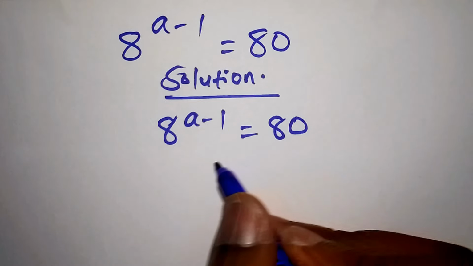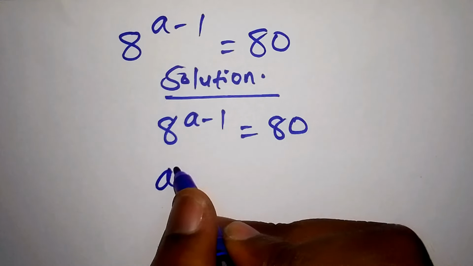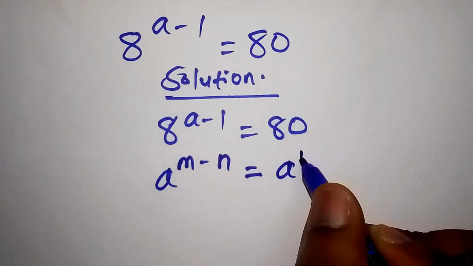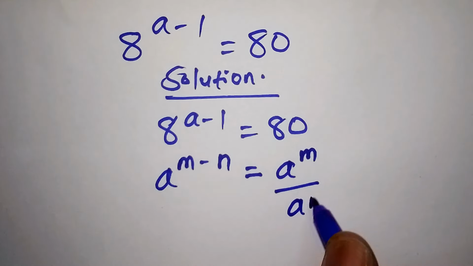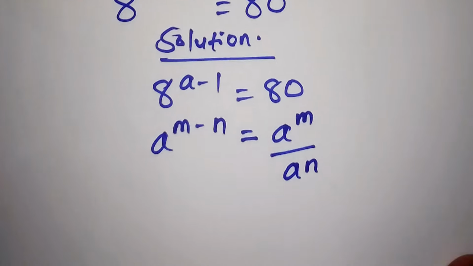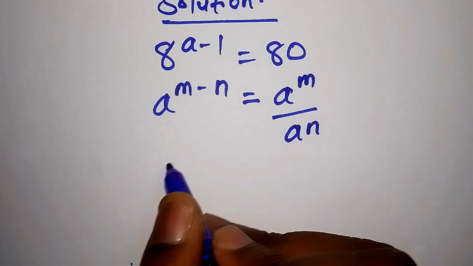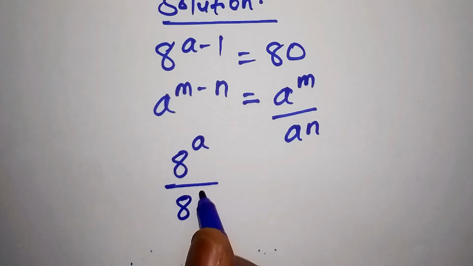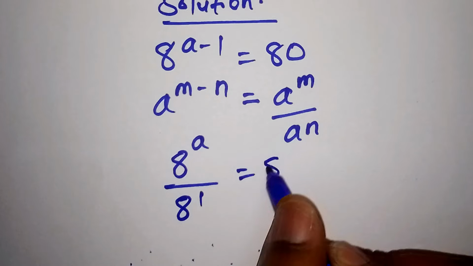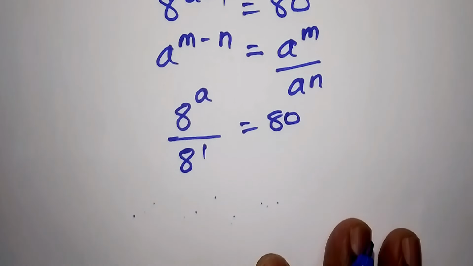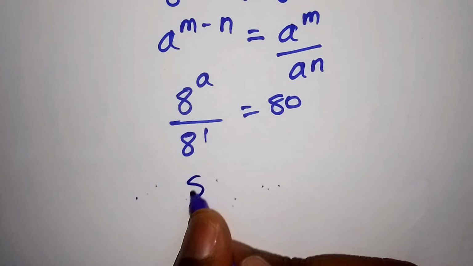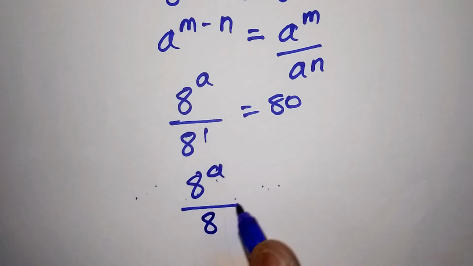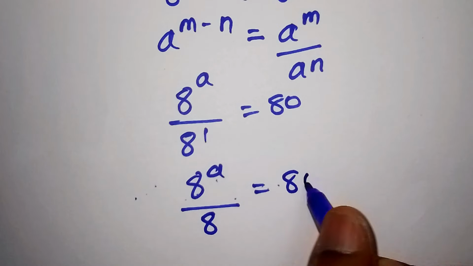So let's now begin. Assuming that we have a to the power of m minus n, this can be written as a to the power of m all over a to the power of n. That now shall change our question, so we shall now have 8 to the power of a all over 8 to the power of 1 is equals to 80. When you work it out properly, 8 to the power of a shall remain, then 8 to the power of 1 is 8, is equals to 80.